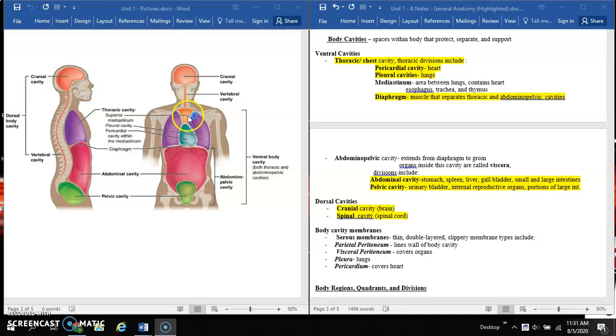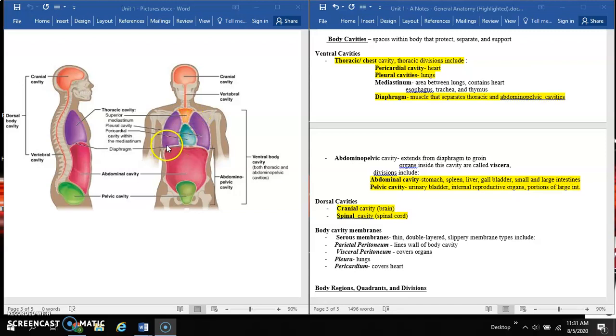And then you have a space here at the upper side where things like the trachea or the esophagus would pass through, and it's called the mediastinum. And collectively, all of this makes up a big open cavity here called the thoracic cavity.